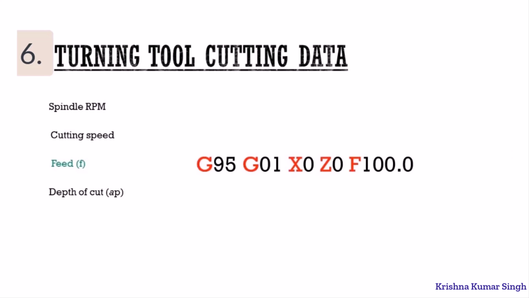G01 is a CNC command that makes the machine move to a coordinate at a defined feed rate. X and Z define the coordinates of the endpoint, and F defines the value of the feed. A higher feed rate can result in shorter machining time or smaller machining chips, but an excessive feed rate can cause insert breakage, high machining forces, and vibration.